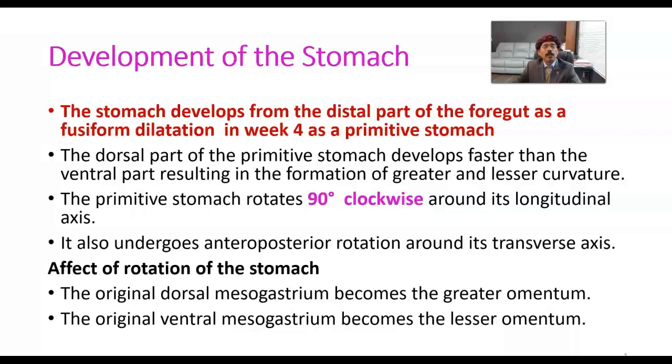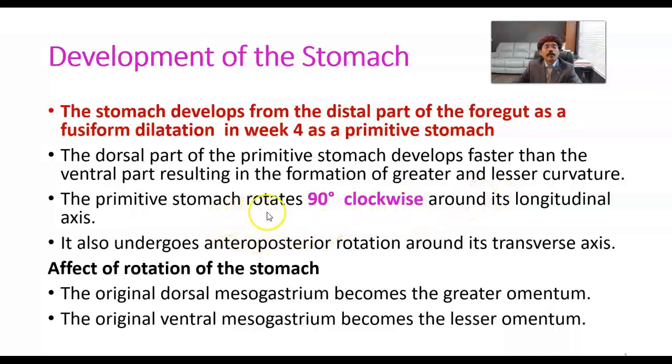Today I will discuss the development of the stomach. The stomach develops from the distal part of the foregut as a fusiform dilatation in week 4, as a primitive stomach. The dorsal part of the primitive stomach develops faster than the ventral part, resulting in the formation of the greater and lesser curvature of the stomach respectively.